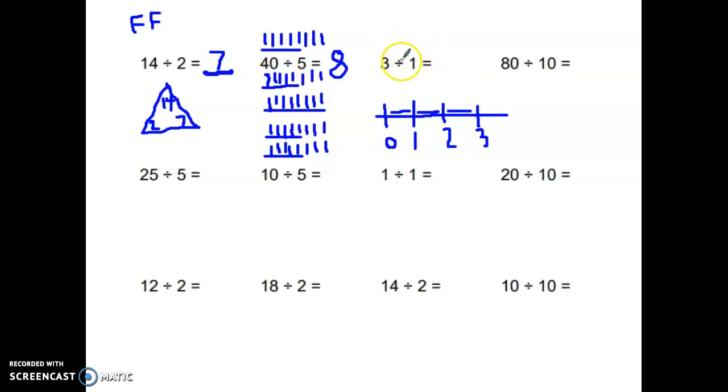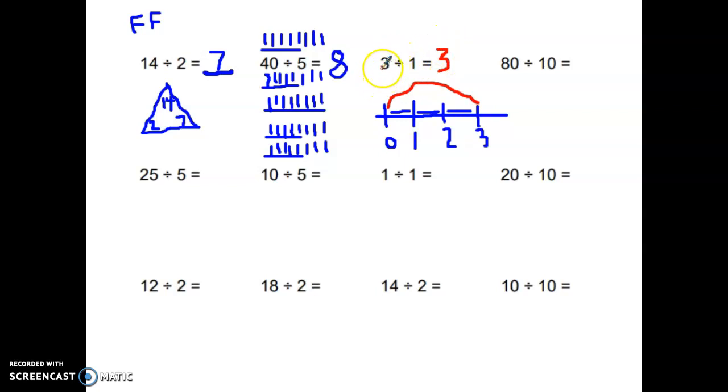if I divide that into just one group, how many do I have in that group? Well, if I can only do one group, then how many do I have in that group? 3. I have 3 in that group. Okay, and then I'm going to go back and check it by saying 3 times 1 is 3, so I did it right. 3 divided into just one group, there would be 3.